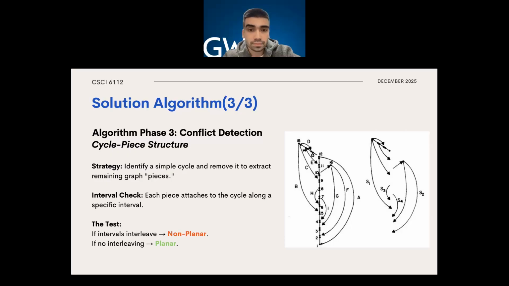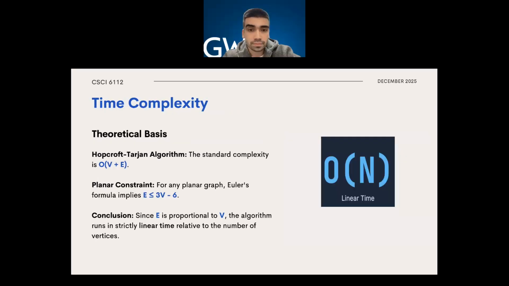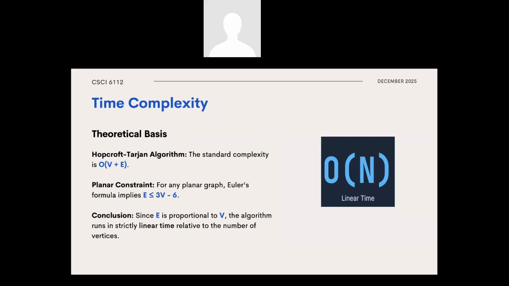The next slide, please. Yeah, next is time complexity. Theoretically, the time complexity of the Hopcroft-Tarjan algorithm is order of V plus E. For a planar graph, Euler's formula states that the number of edges does not exceed 3V minus 6. Therefore, E becomes proportional to V, and the entire algorithm runs in linear time. Next slide, please.